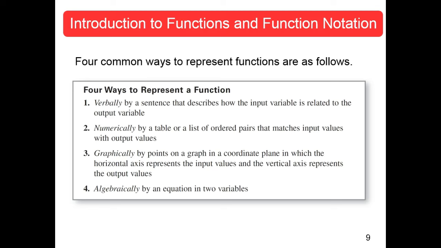Now, that's verbal: a sentence that describes how the input variable is related to the output variable. Numerically, you can do that in a table or a list of ordered pairs. We haven't shown a table yet. We're going to do one in a minute that's just like a set of ordered pairs. One column is your X, one column's the Y. One column's input, one column's output. You did this when you graphed, right? The chart ends here, right?